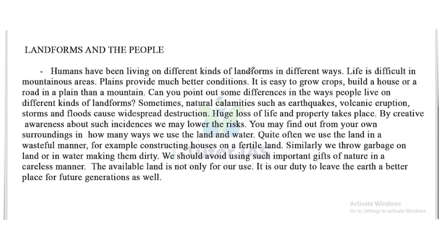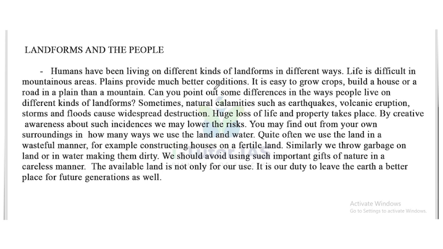Moving to the final part, landforms and the people. Humans have been living on different kinds of landforms in different ways. Life is difficult in mountainous areas. We know in mountainous areas life is very difficult because of the structure of the mountain. It is steep, and it's not possible for agriculture or construction in that area. Life is very difficult there, and also the climate is very harsh.